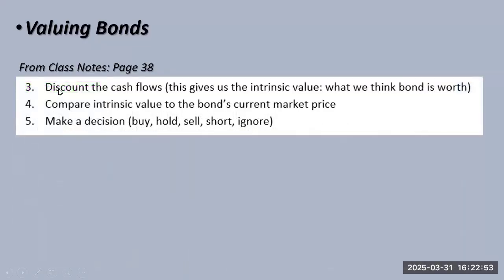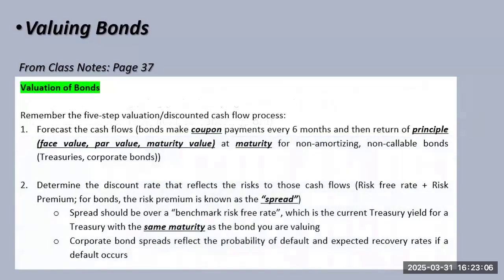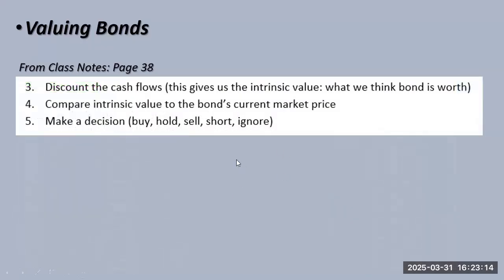Then you discount the cash flows, which is really straightforward. You compare your value for the bond to what you can buy it for in the market. Just like with stocks, you decide whether you're going to buy it or not. We're actually going to not figure out what we think the bond is worth. We're actually going to try to back into what the current market value of the bond is. All right, it was a little bit different. And then you make a buy or hold or sell or ignore decision, whatever you want to do.